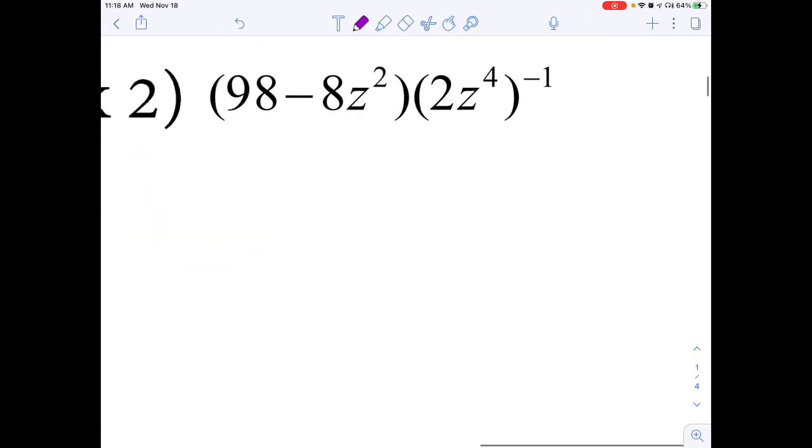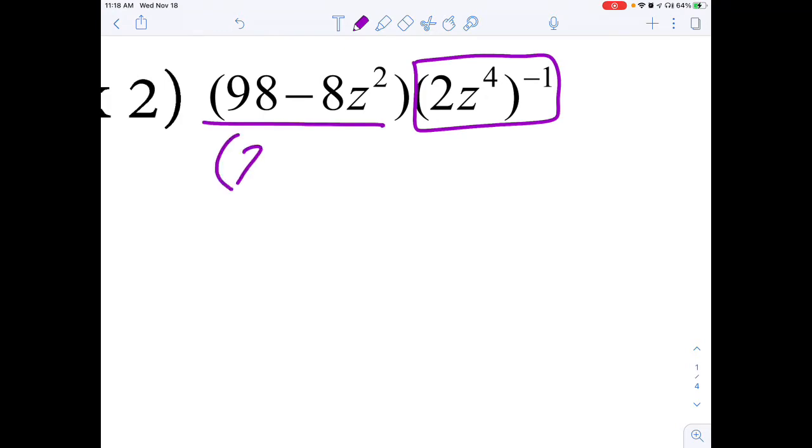Now looking into this one, the first thing I'm going to take care of is I'm going to put this on the bottom. So I'm going to put a 2z to the 4th on the bottom, and I'm going to make my 2 look more like a 2, so you don't mix it up with a z. And I'm just going to pretend this doesn't exist now.